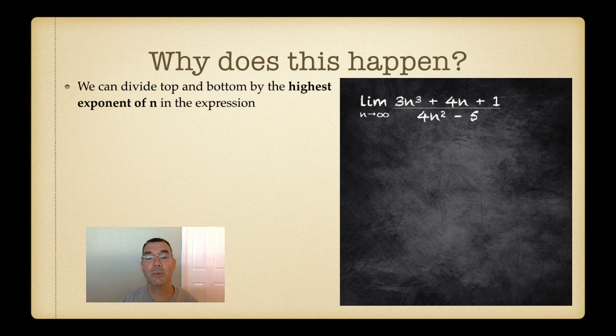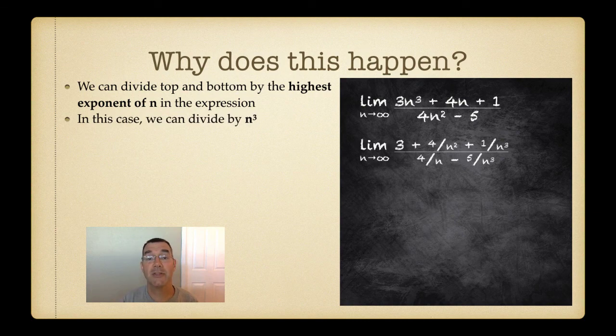Whenever we have an expression like this, we can divide every term in the top and the bottom by the highest exponent of n. In this case, we can divide everything by n to the third, since that's the largest exponent of n that I see. Then 3n to the third will become just 3, 4n will become 4 over n squared, 1 will become 1 over n cubed, 4n squared will become 4 over n, and that minus 5 will become minus 5 over n to the third.